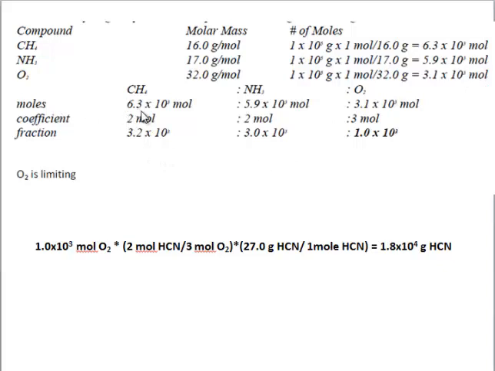Okay, those numbers are presented again down here. 6.3 times 10 to the third moles CH4, 5.9 times 10 to the third moles NH3, 3.1 times 10 to the 3 moles of O2. Here we have coefficients from the balanced chemical equation. Divide moles by coefficients to determine the fractions. Oxygen, O2, has the smallest fraction after this calculation, and therefore oxygen is the limiting reactant.